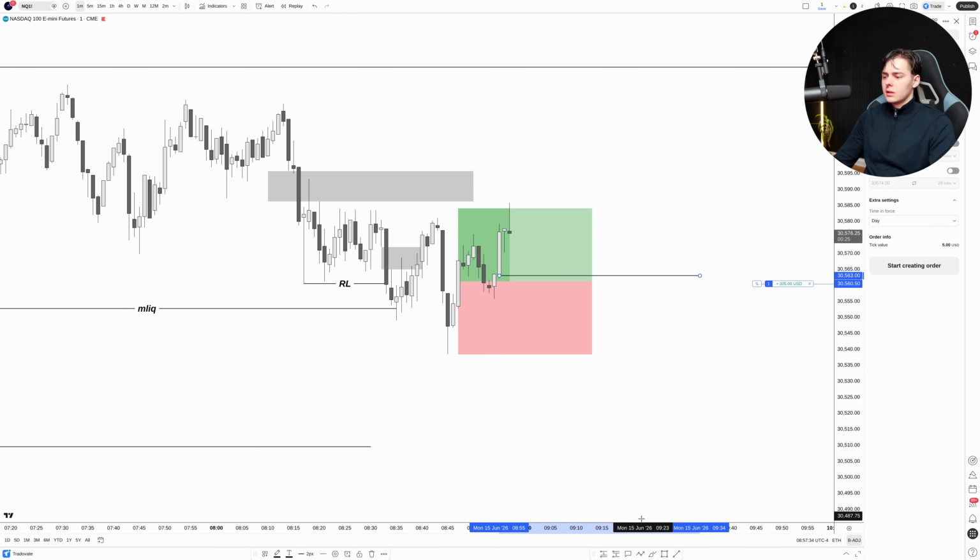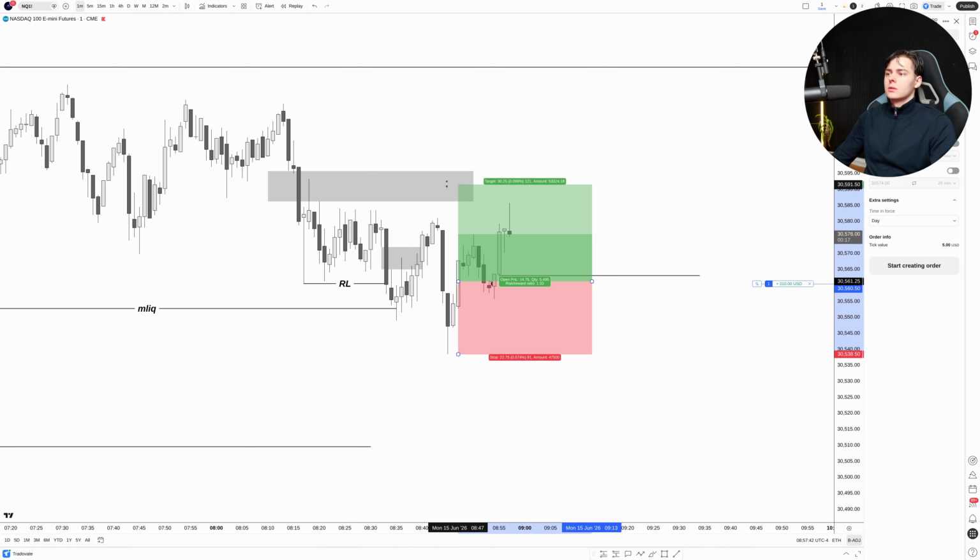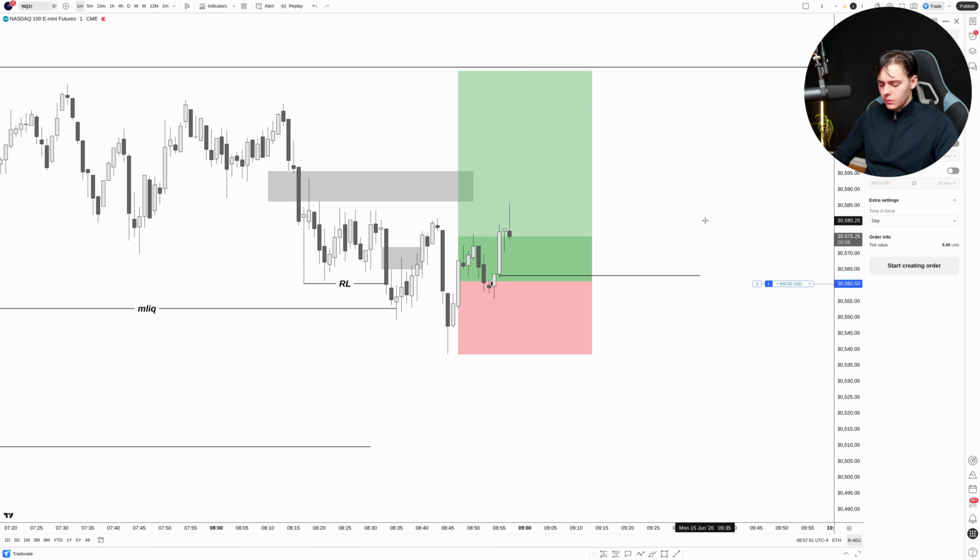I just sometimes personally like to keep it more manual in that sense. So now we can extend our entire TP all the way in here, perhaps even to the relative equal highs that I've marked out previously. Yeah, let's just put it in here and let's just let it roll.